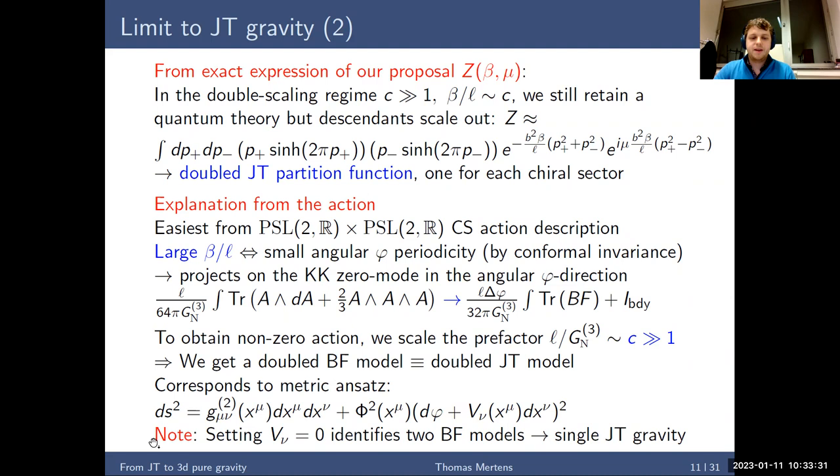I do want to point out, to link this with the observation we had on the previous slide, that if we set this function here to zero, so that's the function that would allow for, let's say, rotating geometries, then we get the spherically symmetric metric ansatz again. And at the level of this argument, setting this one to zero identifies these two BF models you have here. So in the end, you get a single BF model and a single JT gravity. So this is how you get back to the standard statement that the spherically symmetric sector of 3D gravity is just JT gravity. But here we get a stronger statement. We don't have to impose spherical symmetry, and we get two copies of JT gravity. So this was one of the limits.